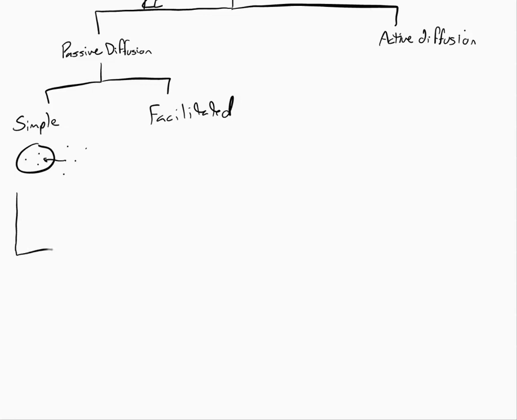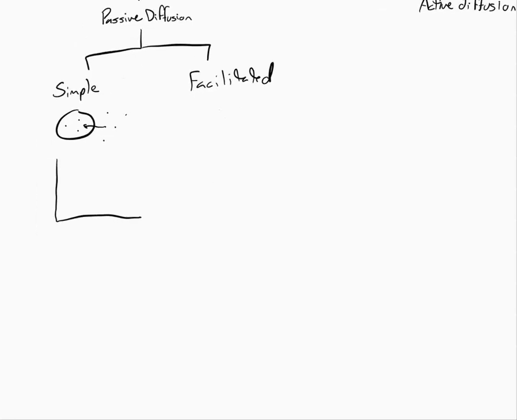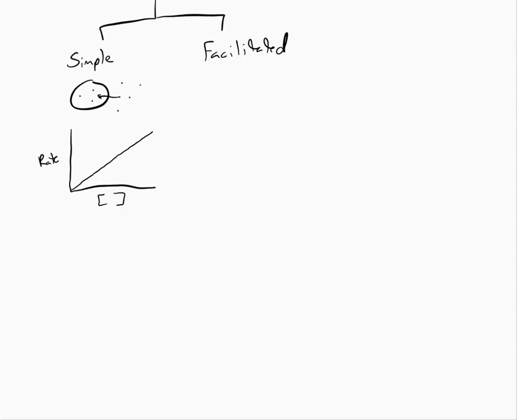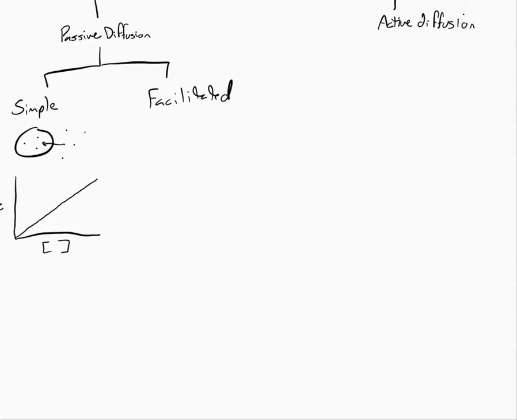On a little chart here, we would put rate on the y-axis and concentration on the x-axis. It is completely dependent on concentration here. The rate will be completely dependent on concentration, so the higher the concentration, the faster the rate will be. And there's a little equation, but we're not going to worry about that right now.